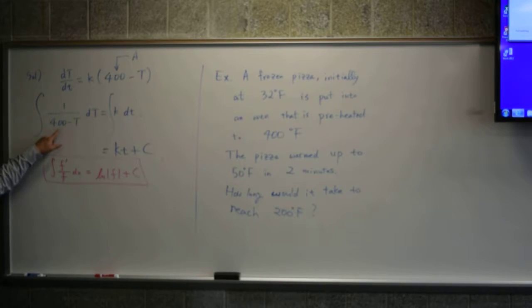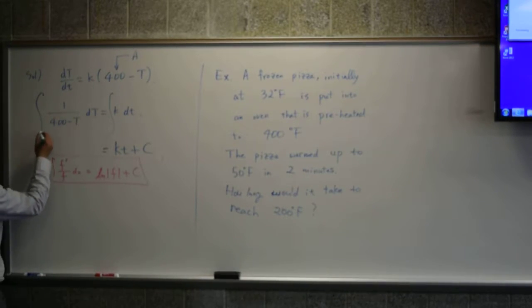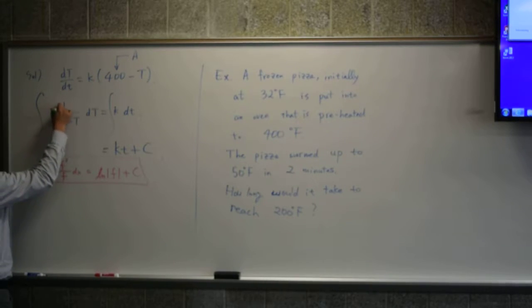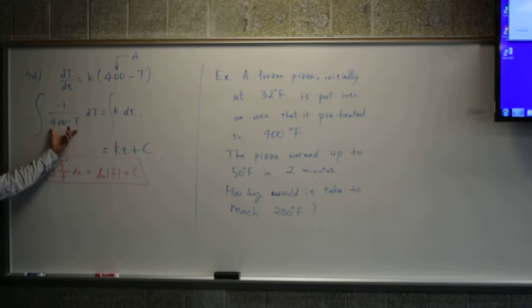However, here it's not true that the derivative of the denominator is the top. If you differentiate 400 minus T with respect to T, what do you get? 400 differentiates to 0, and minus T differentiates to negative 1. So overall you get negative 1. This is positive 1. So what do you do? You put a minus in front, and put a minus in front. Then everything works out, right? Now you have the derivative of the denominator same as the top, at the expense of this minus in front.